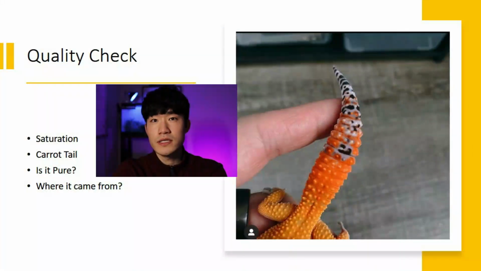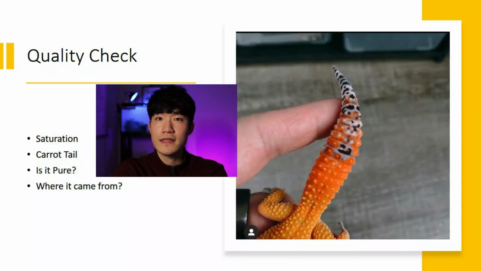The character is getting way better than what I expected, and character is one of the important key parts as well. And when you listen to all this information, you probably wonder how to tell whether your tangerine is a good quality gecko or not. Number one is the saturation.